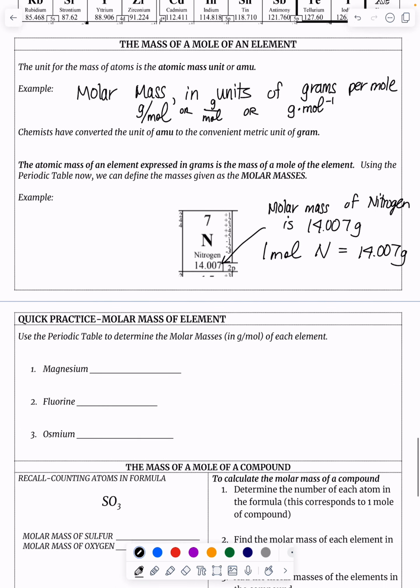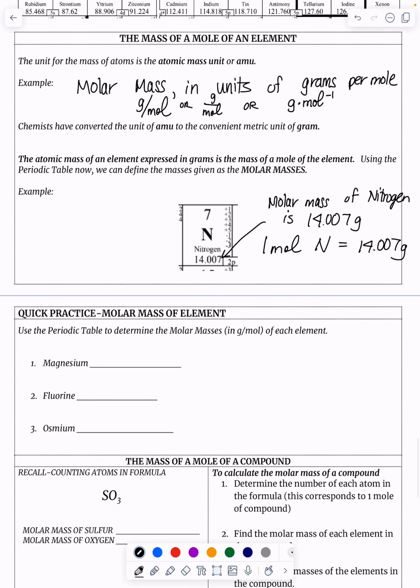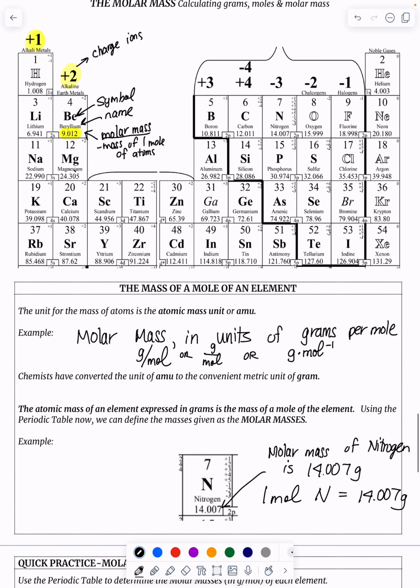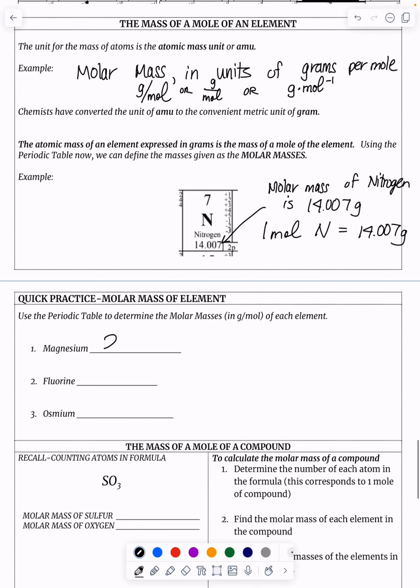Okay? Now, I have some quick practice for you, and we're able to probably do it with some of our periodic table except for osmium. But let's check and use the periodic table to get the molar masses to make sure that you could do this. If I look at magnesium right here is 24.305. And I'm going to make sure I put the units of grams per mole.